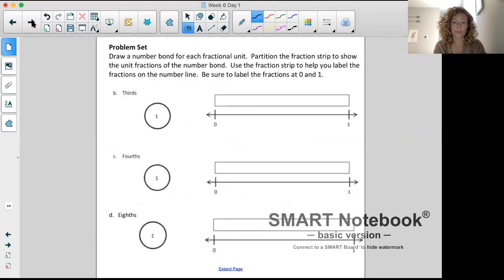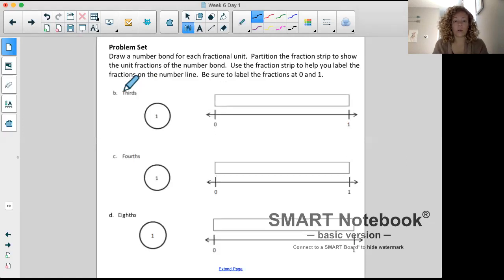Okay. Our problem set. So again, the same setup. We're just using different units. We have thirds, fourths, and eighths. If you feel ready to do this by yourself, you can pause this video. You can complete this whole part and then play the video and check your work. If you want to do it with me, that's fine too. It's up to you, okay?